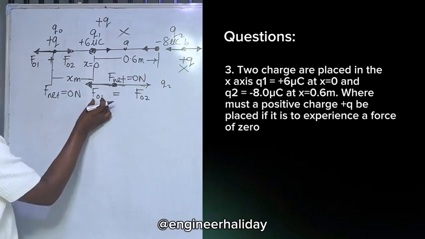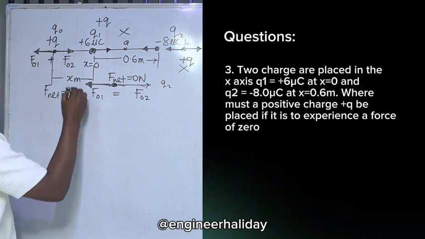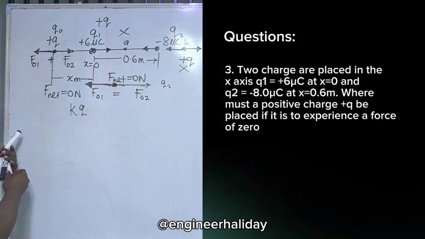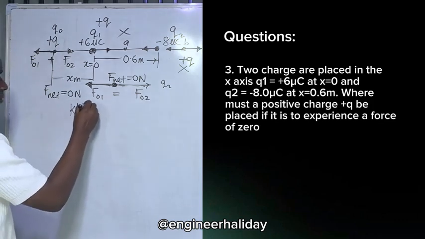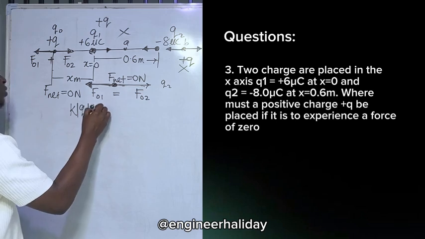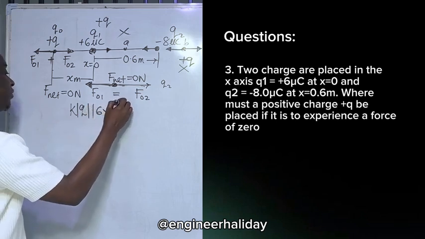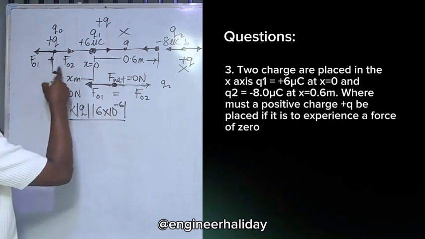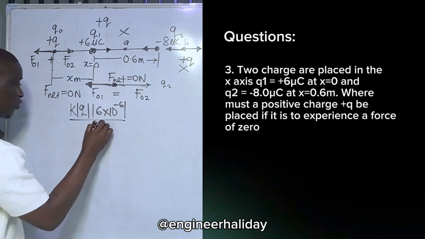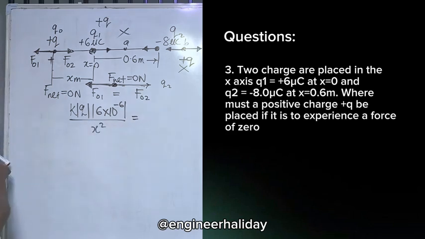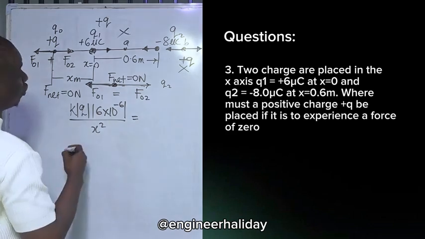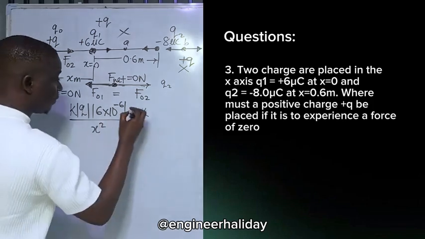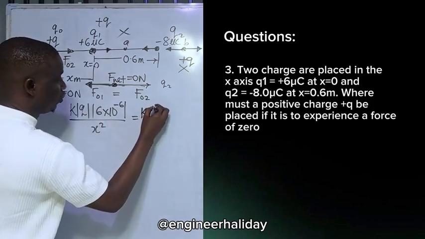Now, what is F01? F01 is K times absolute Q0 times Q1. Q1 is 6 times 10 to the power minus 6, divided by the distance apart between Q0 and Q1, which is X squared. Then what about between Q2 and Q0? Now it will be K, Q0, Q2.